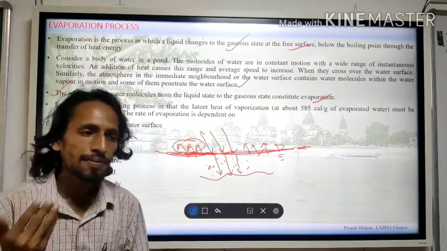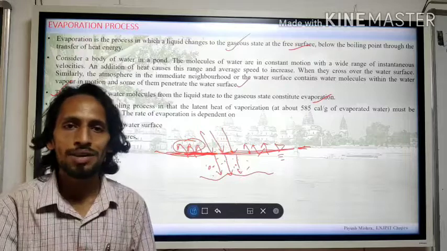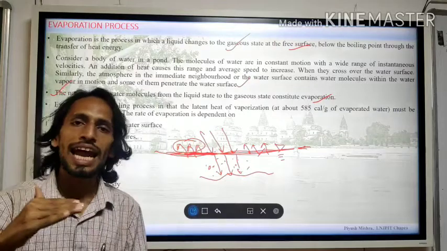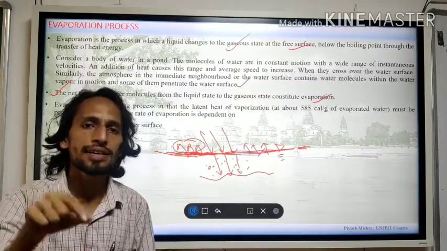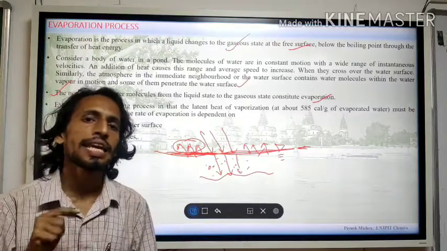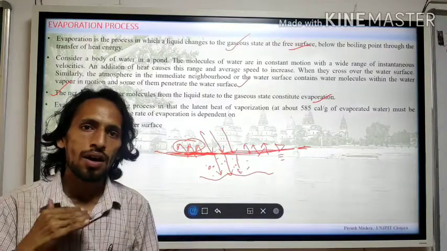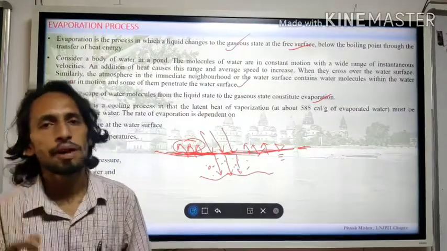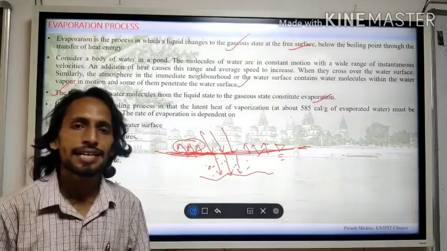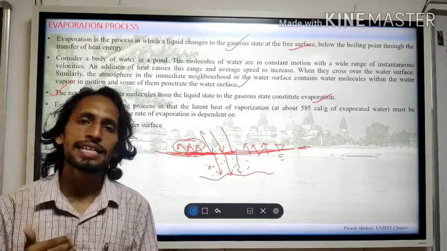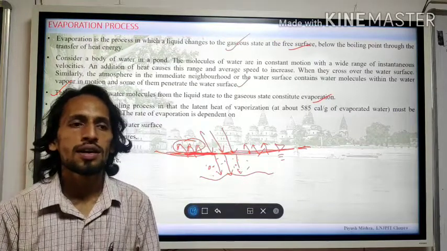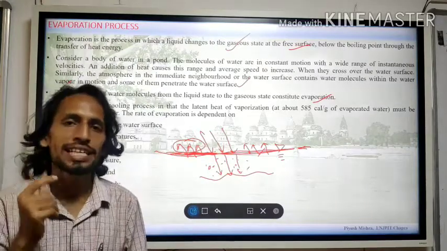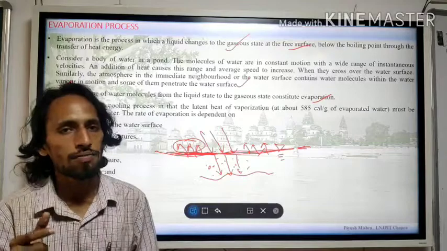Okay, after that, to convert water into vapor, you have to give latent heat of vaporization. So water at 100 degrees Celsius, after latent heat of vaporization, converts into vapor at 100 degrees Celsius. Because of this latent heat of vaporization, they say that vapor at 100 degrees Celsius is more dangerous than water at 100 degrees Celsius, because it has extra latent heat of vaporization.